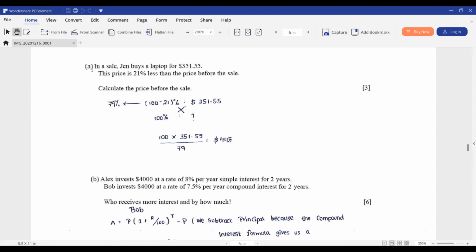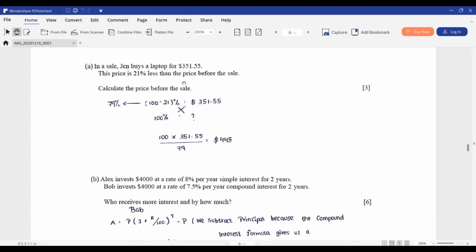Unfortunate. Okay, so in a sale, Jen buys a laptop for $351.55. This price is 21% less than the price before the sale. Calculate the price before the sale. So we go back to the same concept over and over. So 100 minus 21% is equal to $351.55. What I mean by this is this price is 79% of the actual price. So what is 100% of the price? The reason you use this kind of method is because they're in the same ratio. That's why we can use the equals.